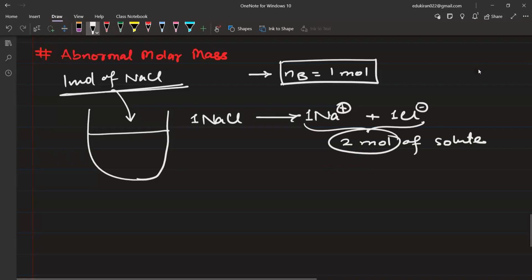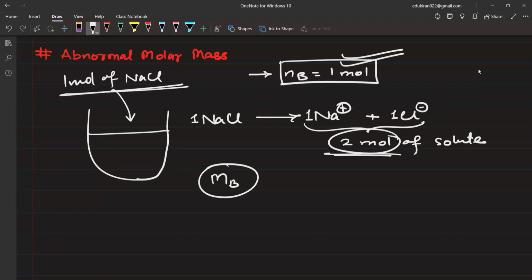We were doing all the calculation using what? 1 mole. And essentially, we have added 1 mole only. But the solution is experiencing 2 moles. That means whatever calculation we are doing, and basically we do the calculation for the determination of molar mass of the solute, if we use the experimental value, whatever experimental value we are getting for the colligative property, that will come out to be abnormal. That will not be correct actually. Why is it not correct? Because the solution is experiencing 2 moles and we are doing all the calculation using 1 mole.